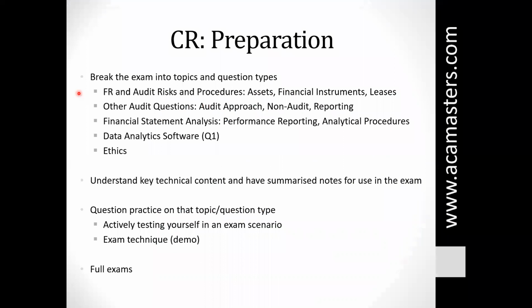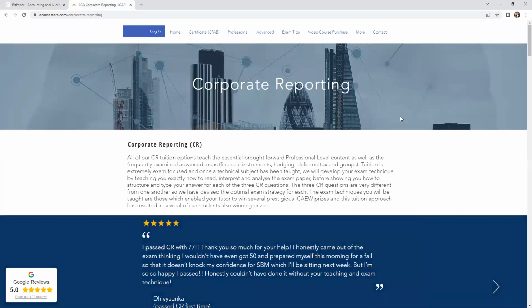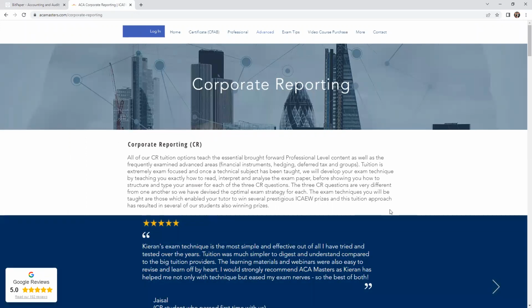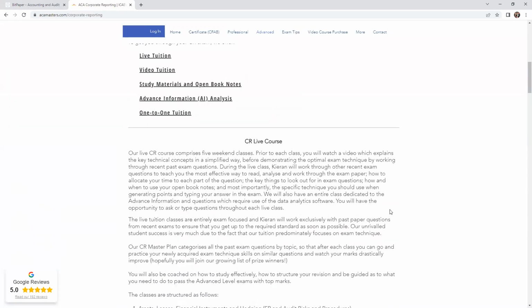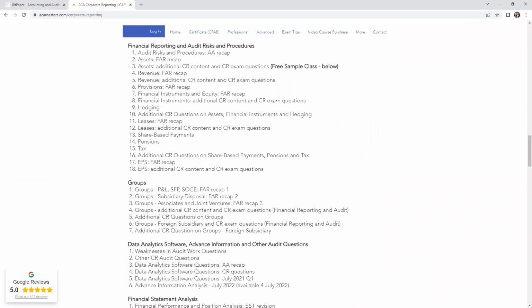Now, I probably wouldn't start with leases. I don't think it's the most logical topic to start with. So if you go to the corporate reporting page on the ACA Masters website, you'll see how we structure our corporate reporting course. You can get an idea of how you might want to structure the topics. I'd probably start with assets, because of course that's quite relevant for leases as well. So, maybe do assets as a topic, revenue as a topic, provisions, financial instruments, hedging. Break it down into these smaller topics.